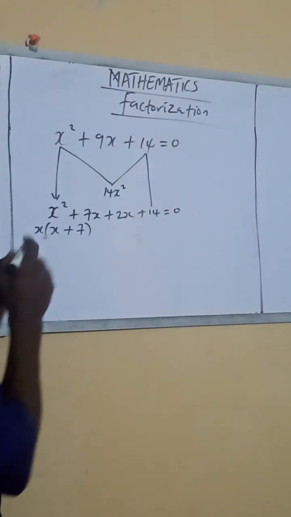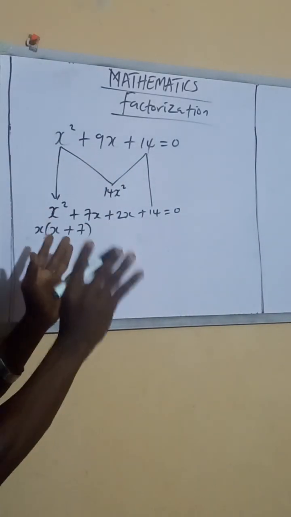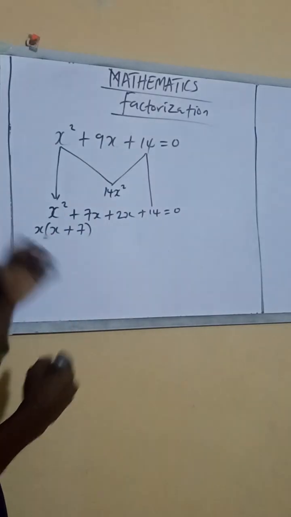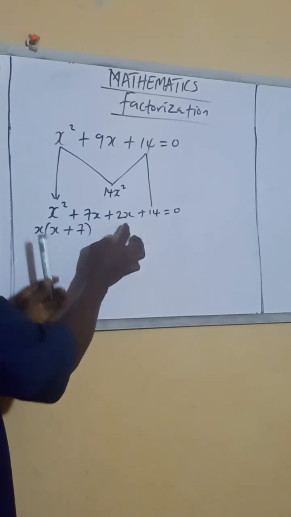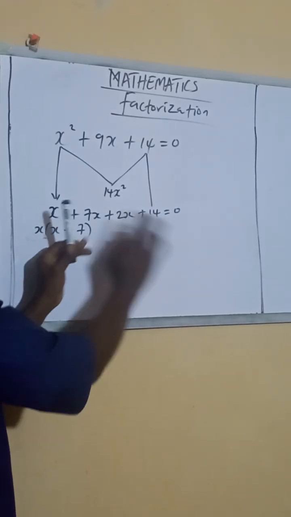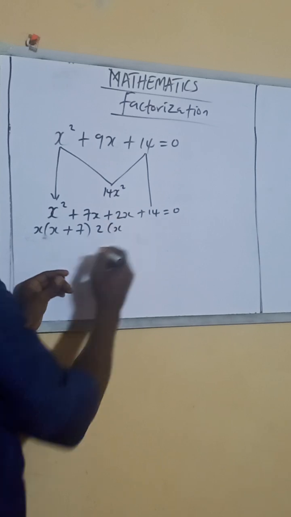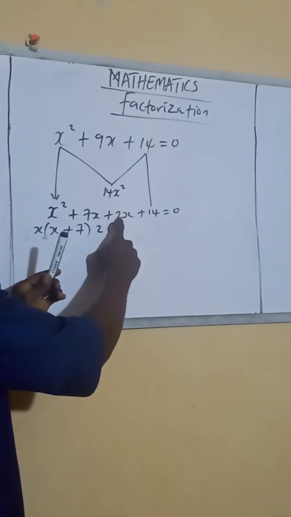Now for factorization, anything you get inside the first bracket must be the same thing you get inside the second bracket. Now here we enter, we have our 2x, so that we get the same thing inside here. If you separate them like this, I know it is plus, like we say 2 open bracket x, in such a way that if you multiply them, it will give you back this 2x.